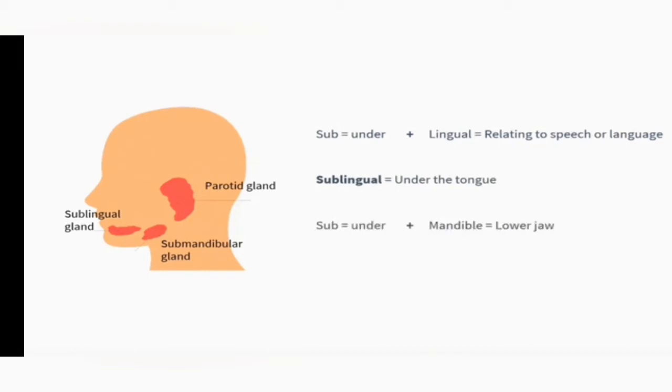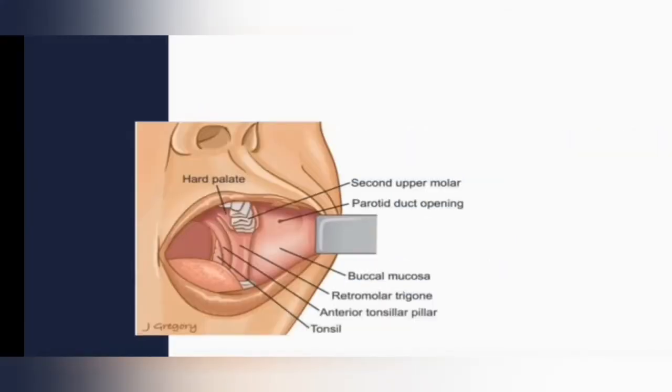Sub means under, and mandible means lower jaw. So submandibular means under the lower jaw. Last is the parotid, which is the major and most common salivary gland. So these are the three major salivary glands.